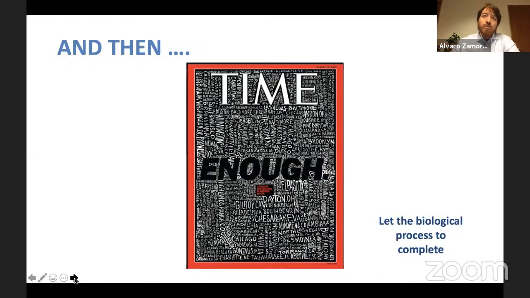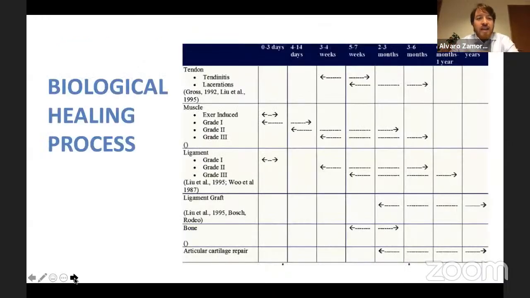You have to give some education. We have to pull the gauge and pull the brakes, and not rush, because the biological healing process is already known by everyone. As you see in the picture, it's a tendon. It starts to heal in 3 months, and the ligament graft may take up to 2 years to complete healing. So we have to earn time for the biological process.